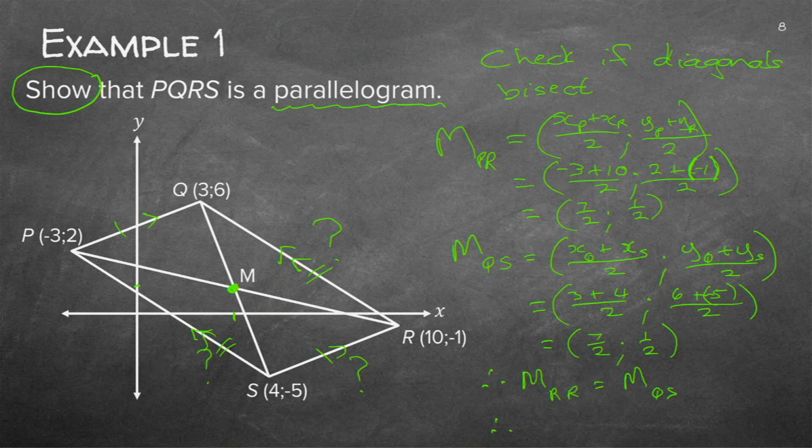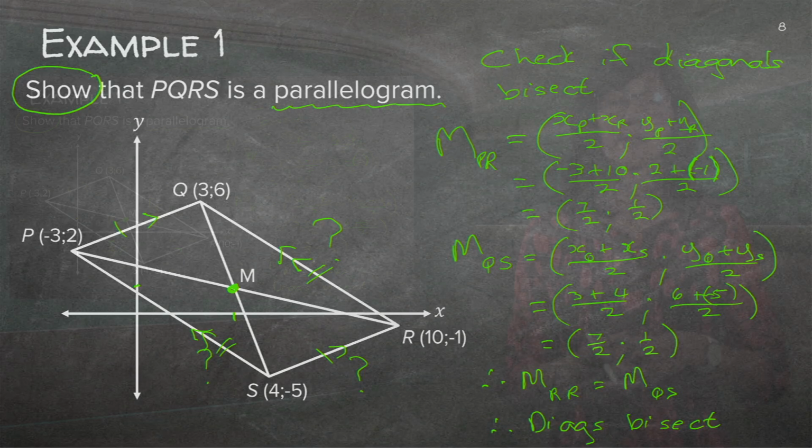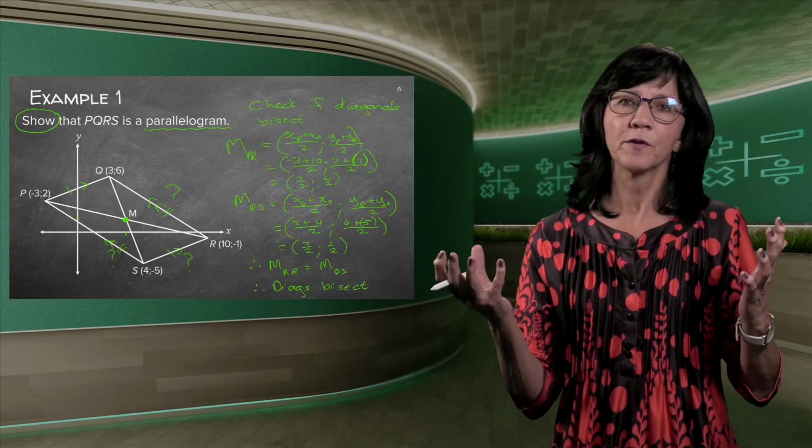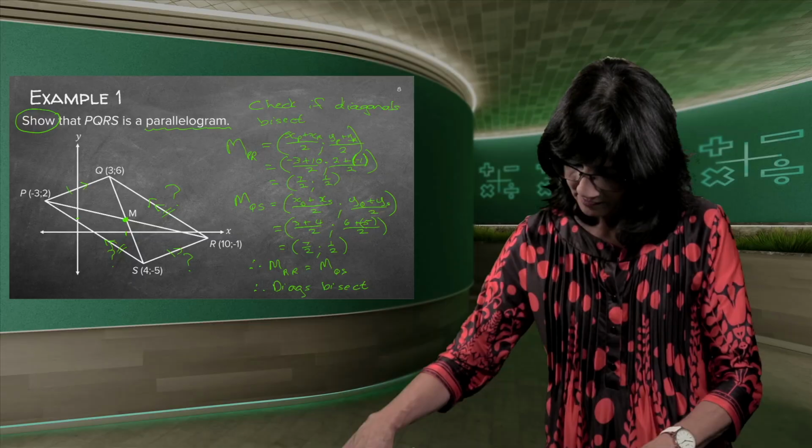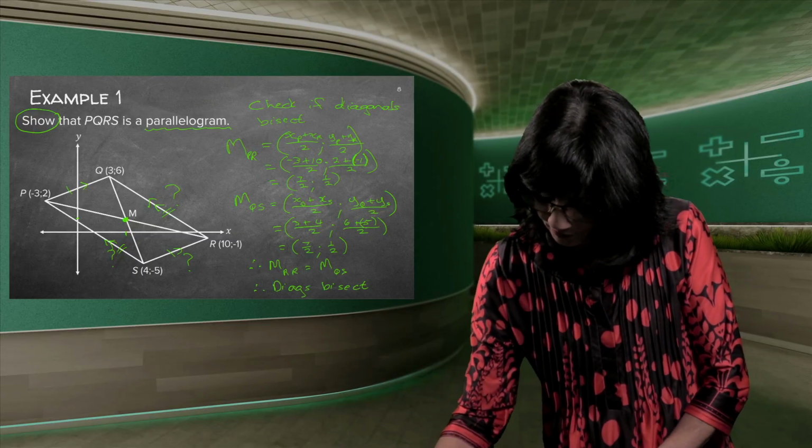write down the diagonals bisect, and then the final answer you'll just now write down, therefore it is a parallelogram. Good. So we use the properties of all these quadrilaterals in order to prove whatever the question is asking us. Good. So you're going to go and redo this.